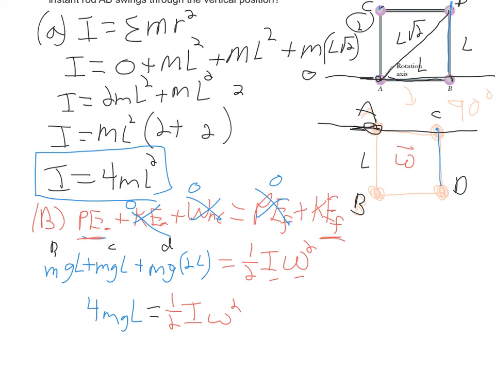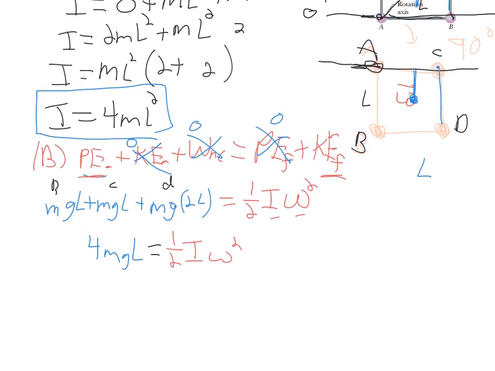A second way to look at this is to look at the change in these two pictures. If you think about the center of mass, which is right in the center of the square, it started L over 2 above and ended L over 2 below. So the whole thing moved a total distance of L down. So it had 4 masses, and they moved a distance L down. So you'd get the same thing that way as well.